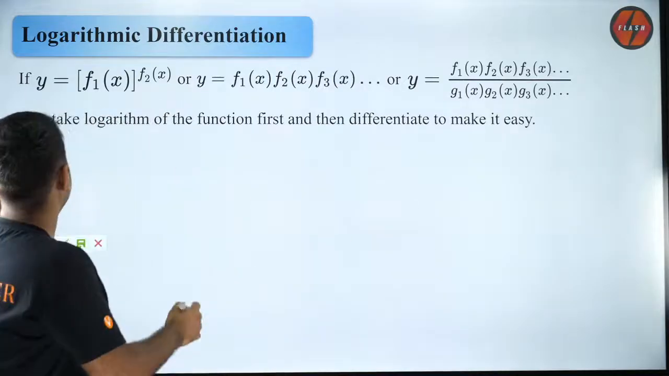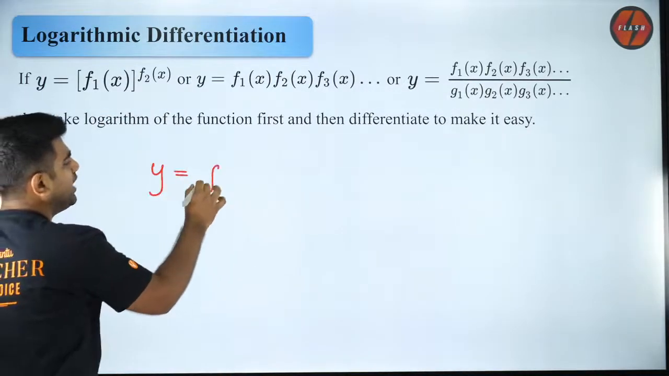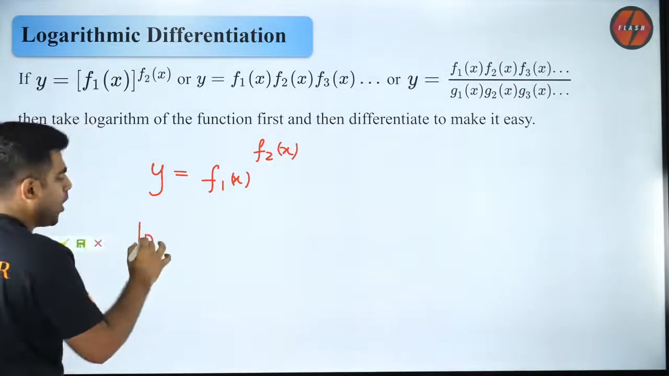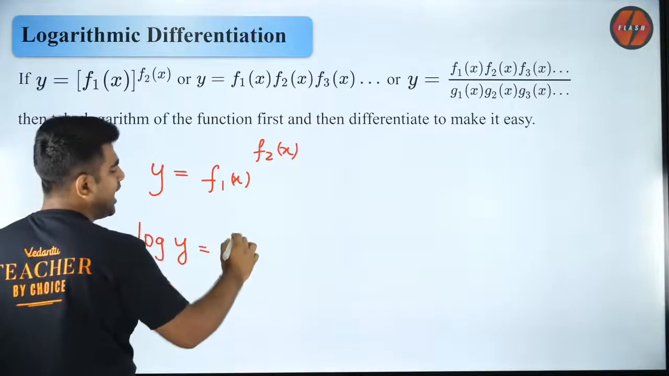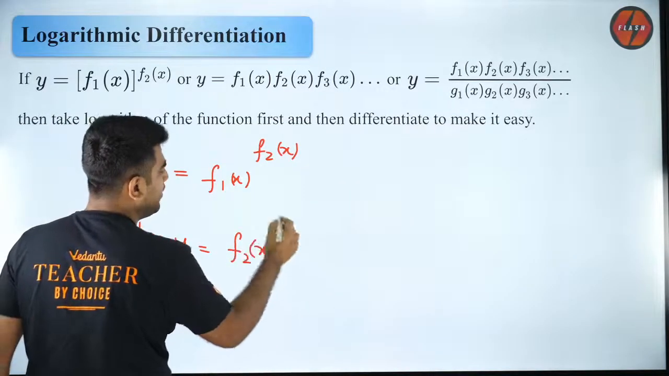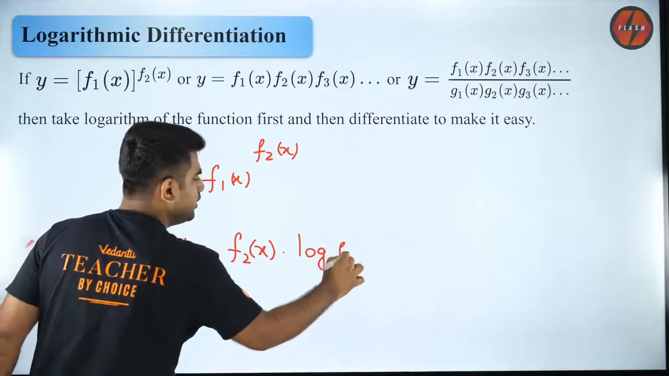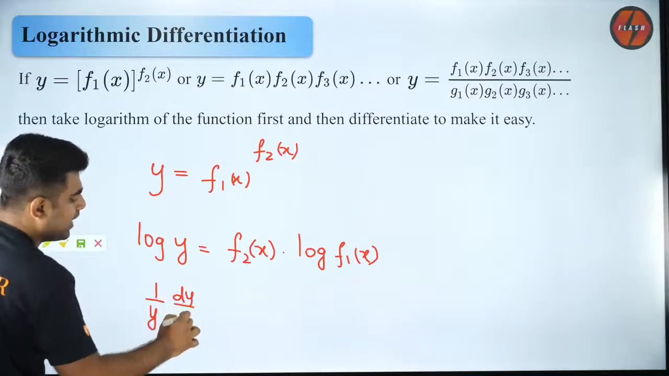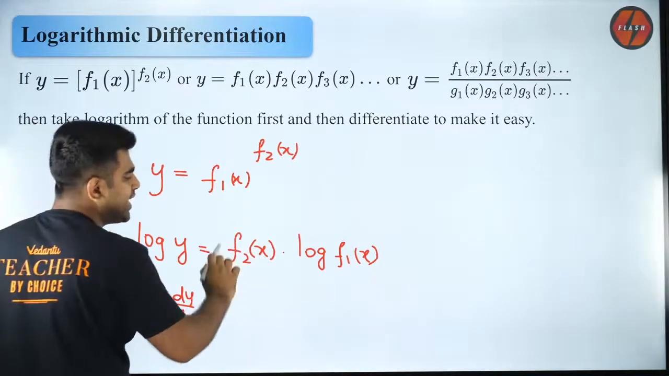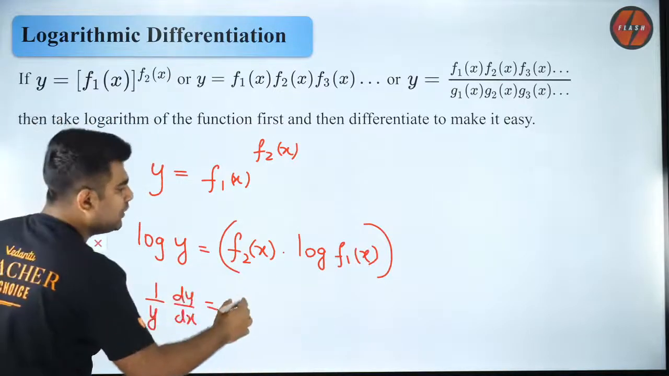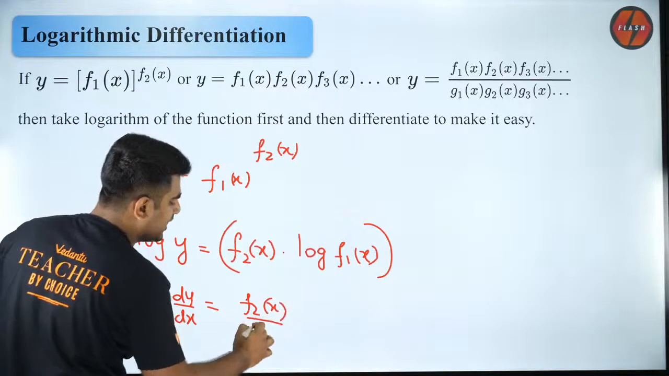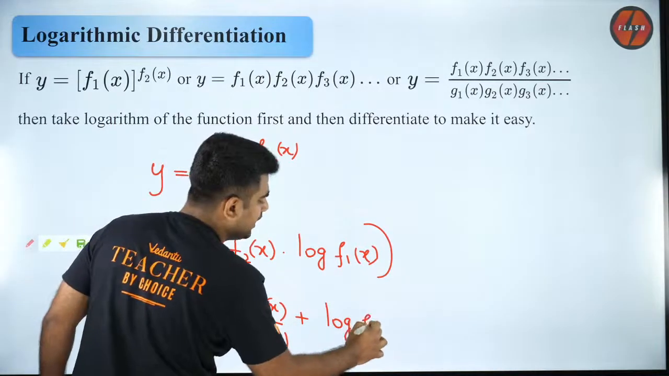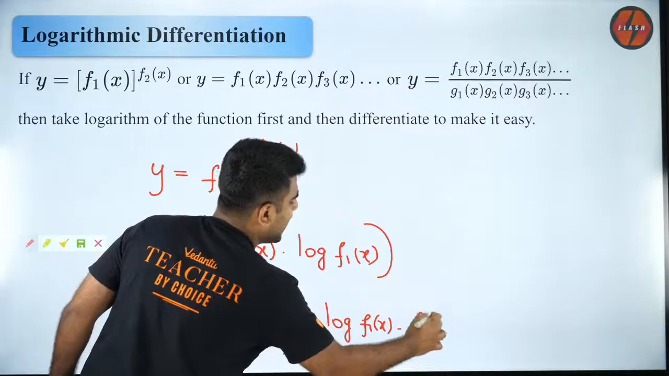For example, here you have y is equal to f1x to the power f2x. So now what I'll do is I will take log. So log y is equal to, I will get f2x on the down and then you will have log of f1x. Now do you think it is easy to differentiate? Because this will be 1 by y dy by dx is equal to, here I can use product rule. So what will that be? f2x by f1x plus log of f1x into f2 dash of x.